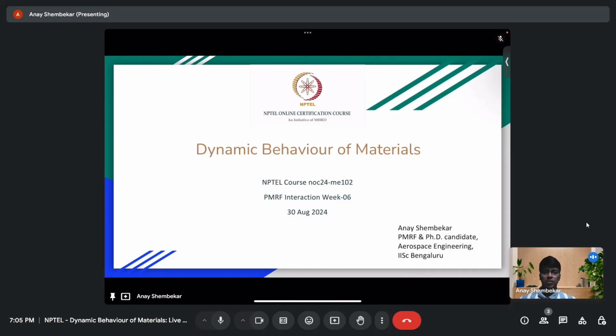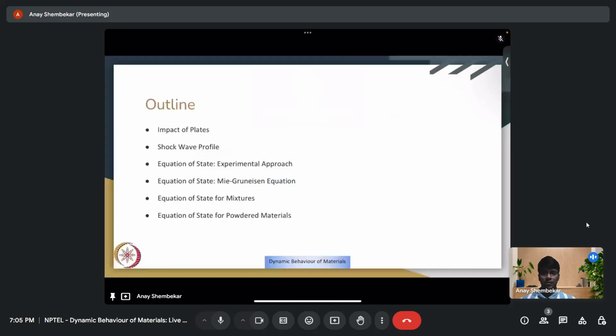This week we'll be going through the week 6 content, specifically that covers impact shock wave under impact between two plates, how we use that to experimentally determine an equation of state, then differences between an ideal and a real shock wave profile, theoretical approach to equation of state, particularly the Mie-Grüneisen equation, and then an extension to mixtures as well as powdered materials.